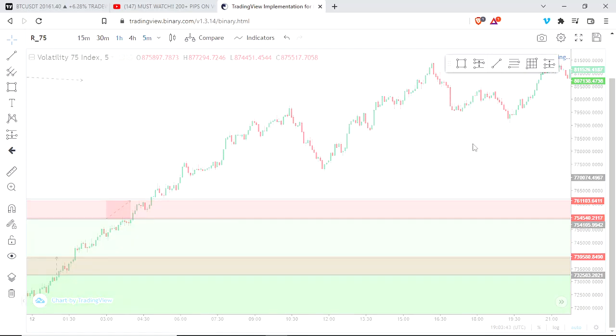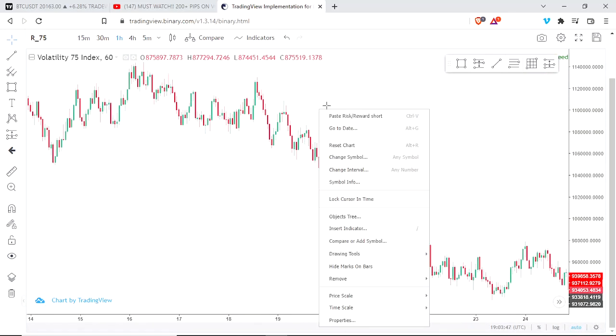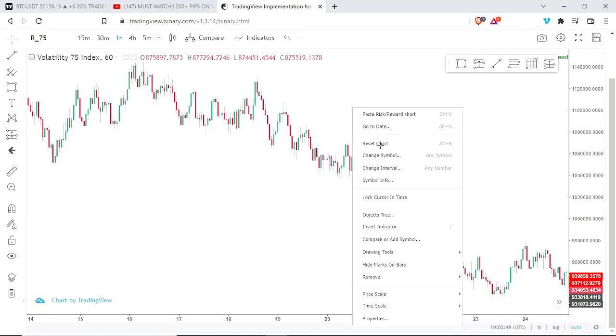Because when I say setup, you should always expect that. That's why I always say wait for your entry. Make sure you wait for your entry.